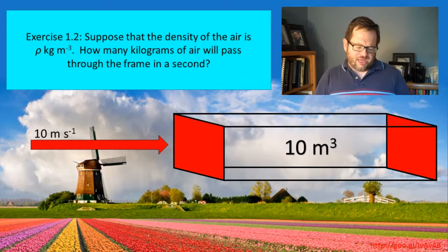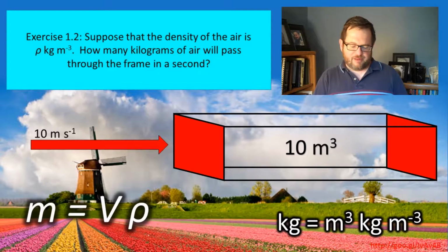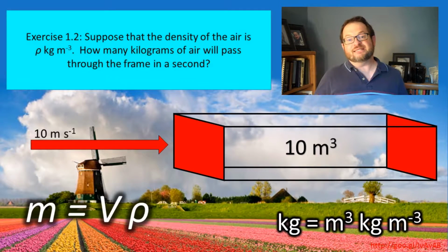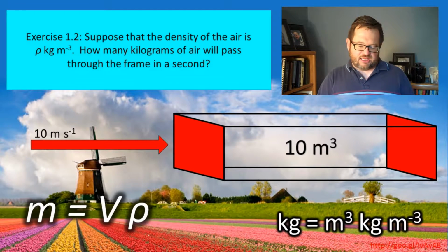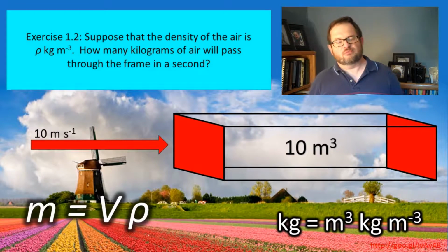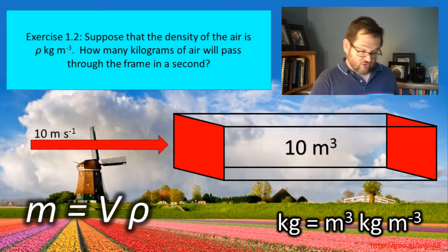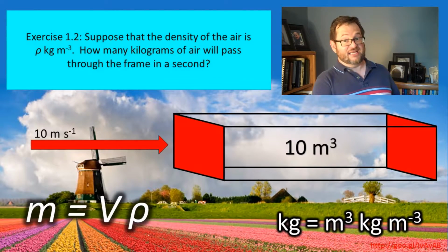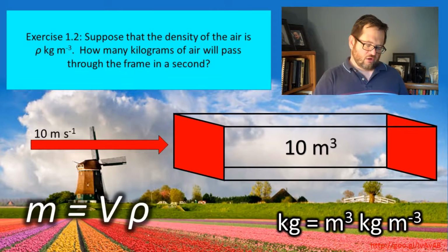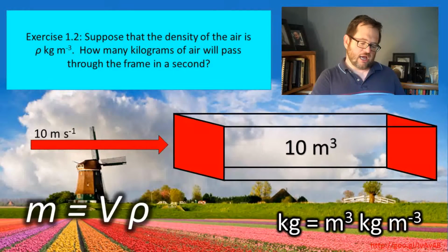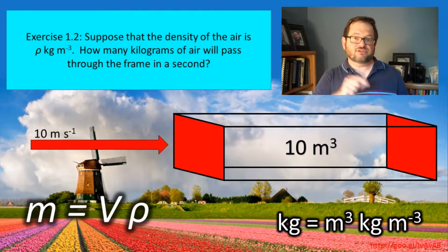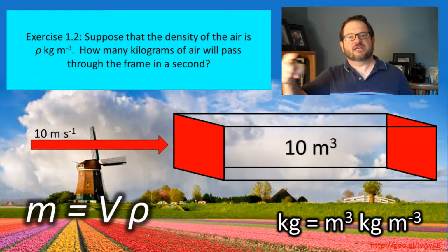Okay, well, we have 10 cubic meters of air passing through, and a basic idea from physics here would be that mass is equal to volume times density. I have the units over there in the bottom right corner of the screen. Notice that the units on the left-hand side of the equation are kilograms. That means the units on the right-hand side have to work out to kilograms. Well, it's cubic meters times kilograms times meters to the negative 3.